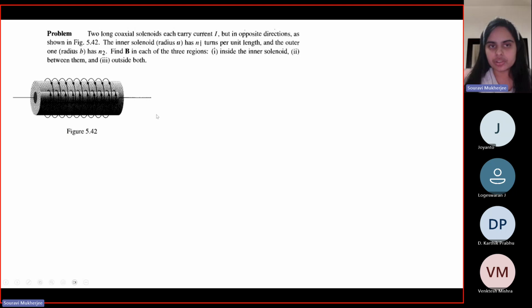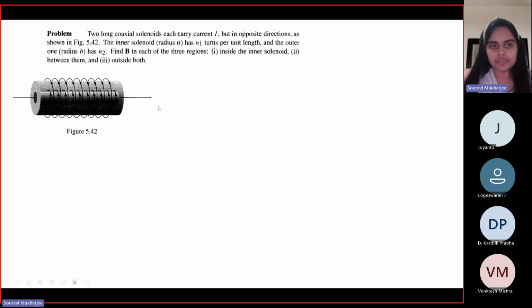Now let us try to see how magnetic field lines are when you have multiple such coaxial solenoids. In this case, you have two solenoids, as you can see, with two different radii, and the currents are flowing in opposite directions to each other. The first solenoid with radius A has N1 turns per unit length, and the outer one has radius B and N2 turns per unit length. What is the field in these three sections? One is inside the inner solenoid, one is in between the two solenoids, and one is outside the bigger solenoid, so outside both.